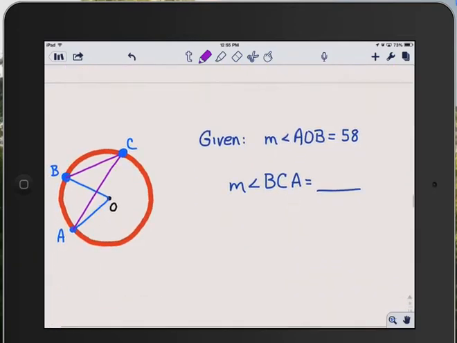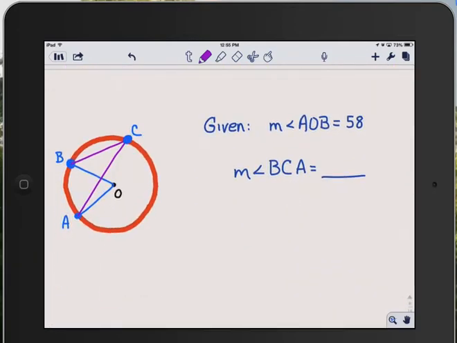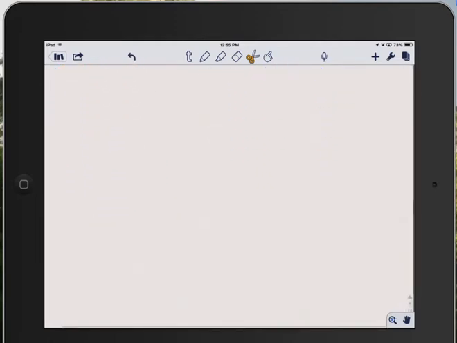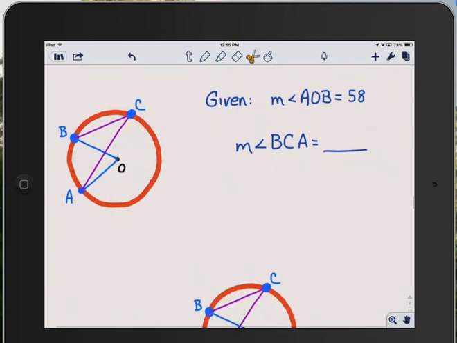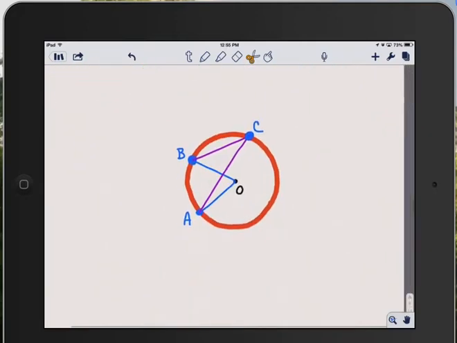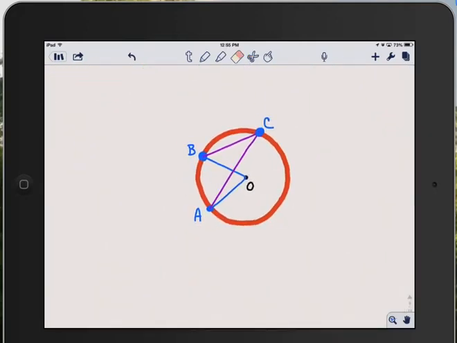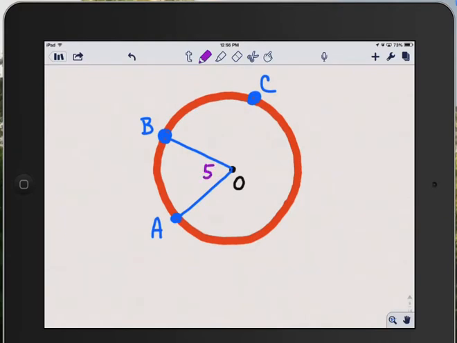Next problem. The two types of angles put together into one diagram. So I'm just going to copy this diagram so I can get rid of part of it at a time. And we'll paste it down below here. We'll go back to the given information. It says angle AOB is 58. So angle AOB, I'm going to just look at that angle and say that equals 58. If that angle equals 58, because it's a central angle, its arc is equal to 58.